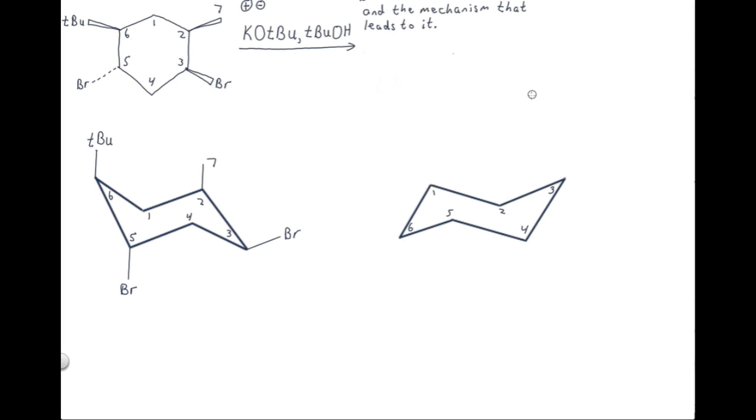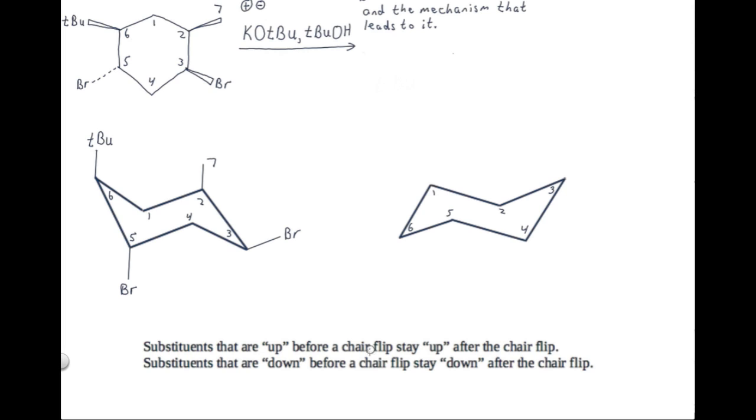Now we have to put in the substituents. We use this rule for the substituents. So carbon 7 was up in this picture, so carbon 7 should still be up in this picture. In this picture it was pointing straight up, and in this picture it's changed to slanting up. In this picture the bromine was pointing up, so the bromine is still up in this picture. The bromine changes from slanting up to straight up. In this picture the bromine points down, so in this picture the bromine should point down. The bromine changes from straight down to slanting down. And in this picture the tert butyl was pointing up, so the tert butyl should still point up in this picture.